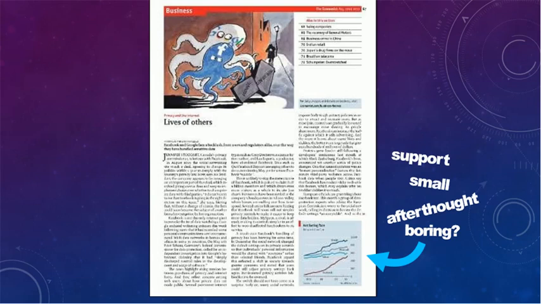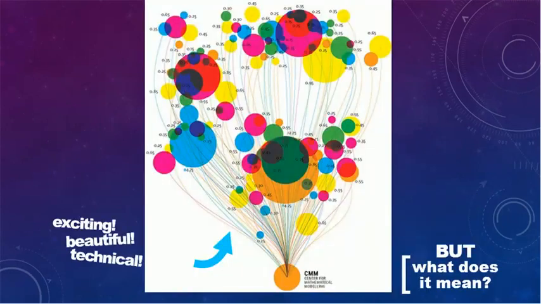When we have different visualizations with the text, we can say that this one is supporting, but this one is small and can be an afterthought or boring, because it is very small and one cannot see it clearly. So when we are talking about narrative visualization, we have to display images that clearly provide the information about the data or the analysis of our data. Similarly, this one is very exciting, beautiful and technical, but what does it mean?